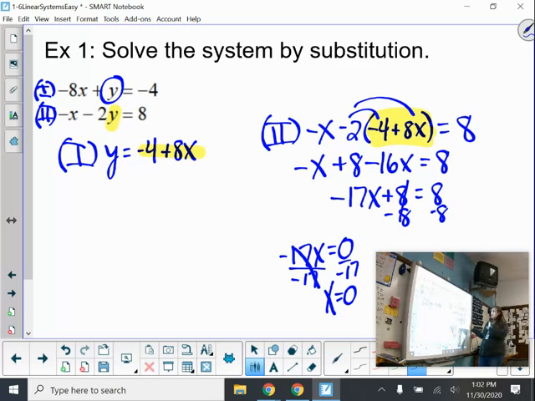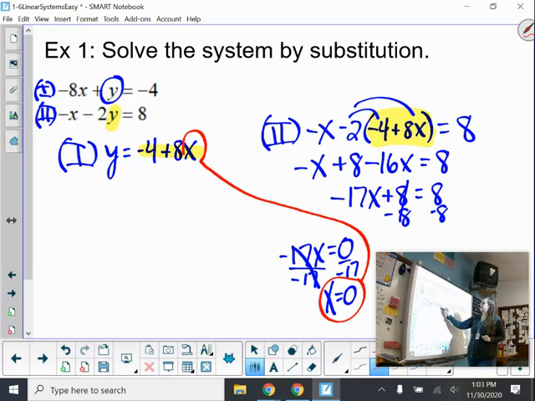So now, once we have this x, I can take this x value and plug it back in to that original equation where I solved for the other letter. So instead of writing the x again, I'm going to replace it with the number 0. So y is equal to -4 plus 8 times 0. Well, 8 times 0 is 0.